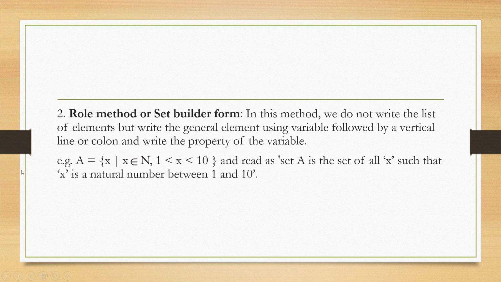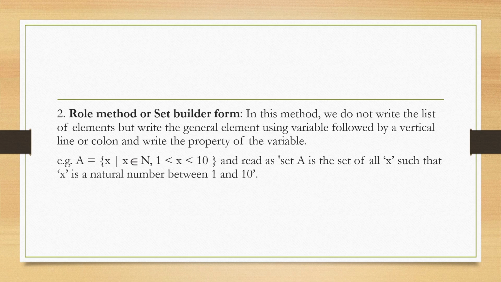Example: A is equal to curly bracket open. As you can see, this sign, the straight line, means "such that", and this sign means "belongs to". Now let's read this whole statement. A is equal to curly bracket open x such that x belongs to N, and N means natural numbers as we studied before, 1 is less than x and x is less than 10, curly bracket close. It is read as: set A is the set of all x such that x is a natural number between 1 and 10.